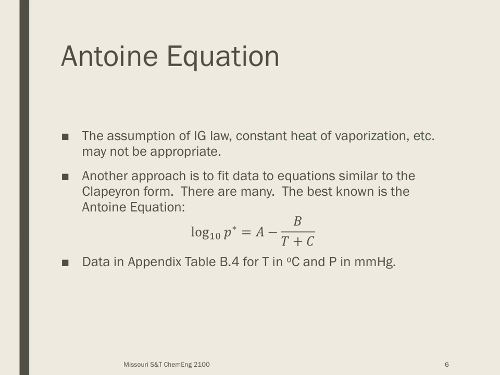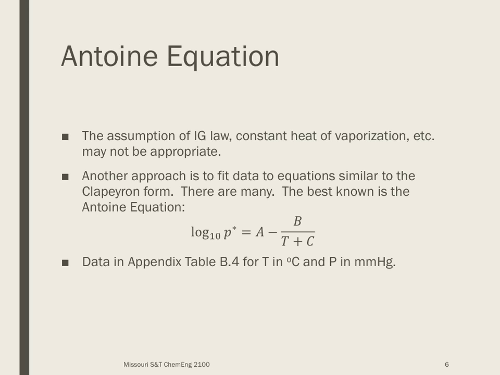Now, most of the time we don't really prefer to use a graph to get an answer. Equations are going to be very much preferred. The Antoine equation is probably the best known of the equations that people use for vapor pressure. This drops the assumption that the ideal gas law is appropriate, that heat of vaporization is necessarily appropriate. What it does instead is it says, let's take that general form from the Clapeyron equation and fit it to actual data.